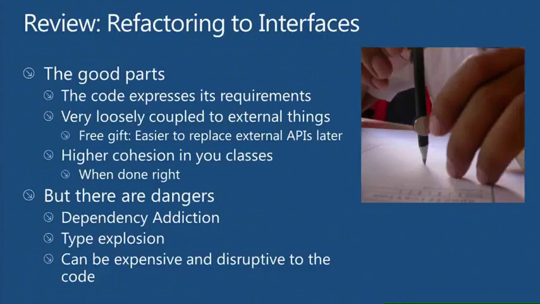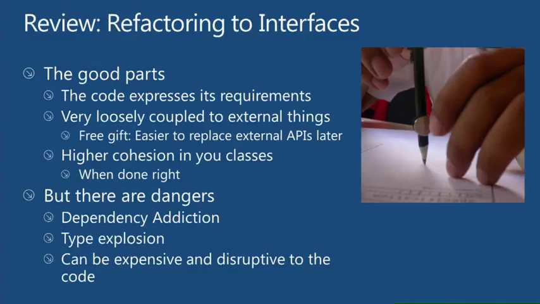Now, there are some good things about refactoring to interfaces. The code expresses its requirements. I talked about that. We become very loosely coupled, and we get that free gift of the substitution, the substitutability. And we can replace it. Maybe we don't want to use datetime.now anymore. Maybe for whatever reason we've slid to a platform where there's a different way for us to get the current time.